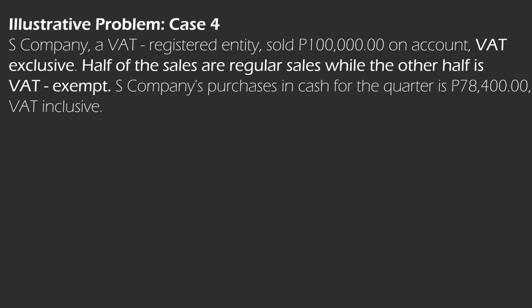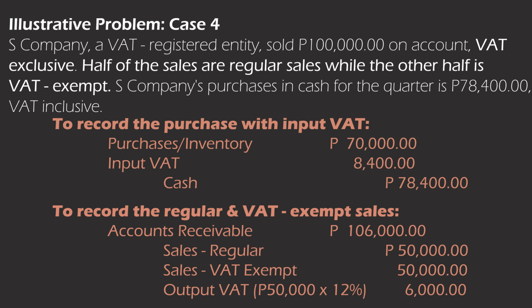So let's go to case number 4, which is our last case. The sale here is half of the sales are regular sales while the other half is VAT exempt. So to record the purchase with input VAT, it's still the same as our other cases. To record the regular and VAT exempt sale, we debit accounts receivable 106,000 and then credit sale representing our regular sale of 50,000 along with sale which is VAT exempt 50,000, and then we credit output tax, which is 50,000 multiplied by your VAT rate of 12%, 6,000.